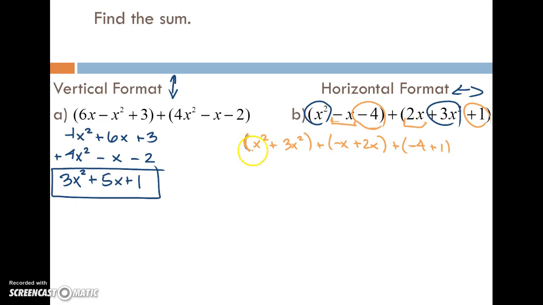Truthfully, most people will get to a point where they just do this in their head, but I'm showing you what's going on in that dark and lonely mind of my own. Just kidding. So x squared plus 3x squared is 4x squared. Combining these two, negative 1 plus 2 is a positive x, and then negative 4 plus 3 is negative 1. And there you go. That is the horizontal format and the vertical format.